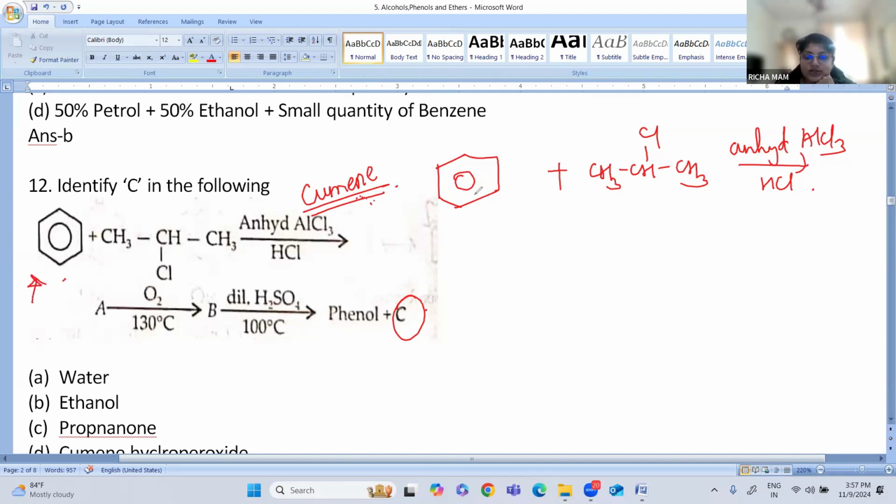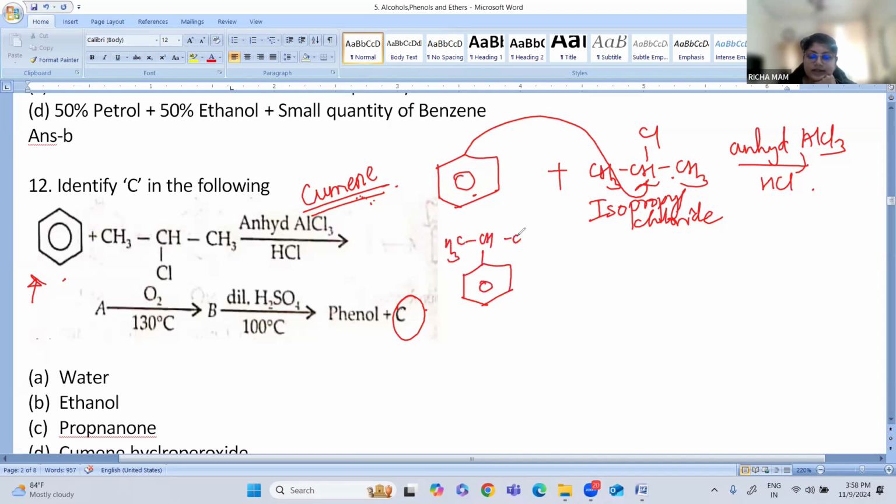So this is your benzene. This is your isopropyl chloride. So this will attack here, and you are going to get benzene with CH, CH3 and CH3. I'm going to get isopropyl benzene. It is called cumene. Now this is our A.